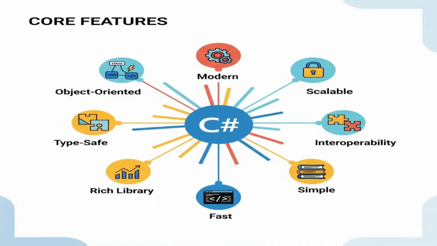Understanding C Sharp core characteristics is not just about memorizing a list, it's about grasping why C Sharp is designed the way it is. Whatever features you see here, they are not just fascinating words. There has been a real intention behind why C Sharp has been designed with these features. So let's dive into all these features in detail.